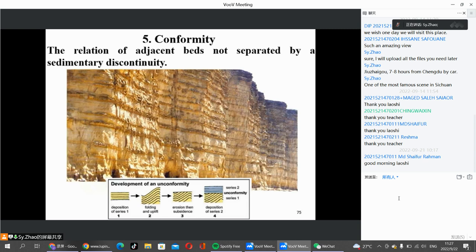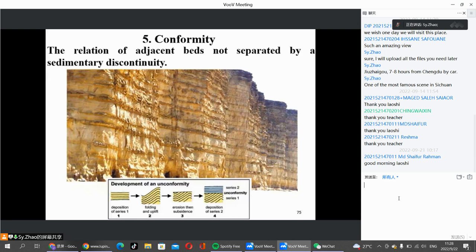Okay, next I will talk about another essential point, the conformity in rock strata. It just demonstrates the relation of adjacent beds not separated by a sedimentary discontinuity. Conformity.